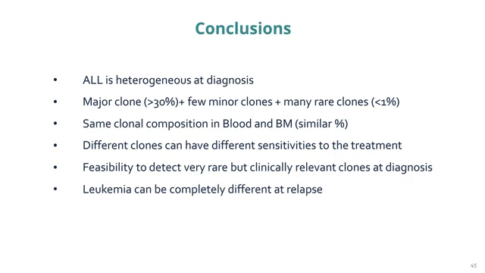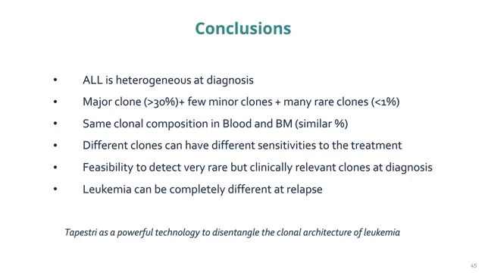And I also have to mention that we have detected this same mutation in another of the patients that we are analyzing. Good news is that it seems to be feasible to detect very rare clones at diagnosis, but that could be really relevant. And we have also observed that the leukemia can be completely different at relapse from diagnosis. So with this, I hope I convinced you that Tapestri can be a powerful technology to disentangle the clonal architecture of leukemia, but also applicable to other cancer malignancies.